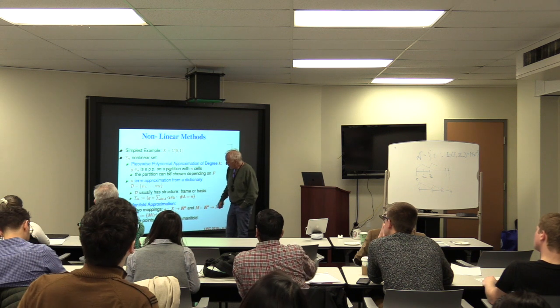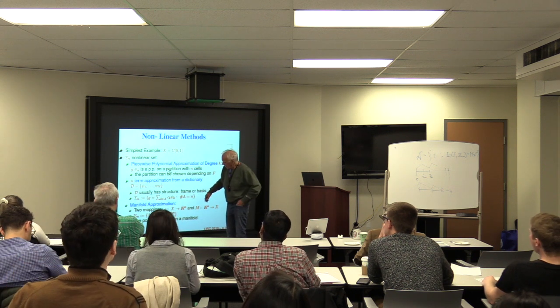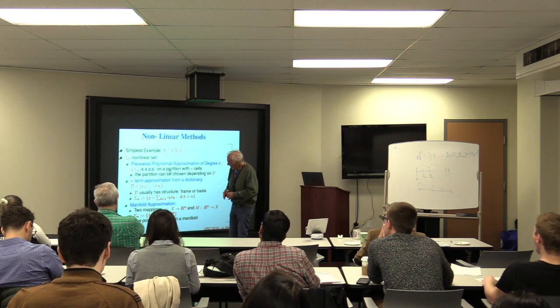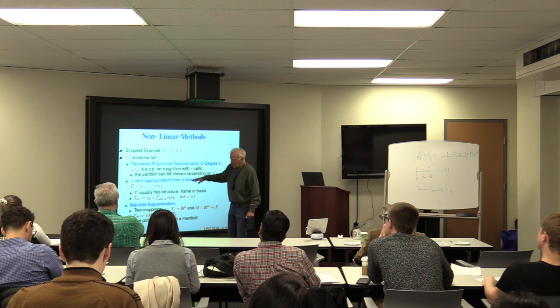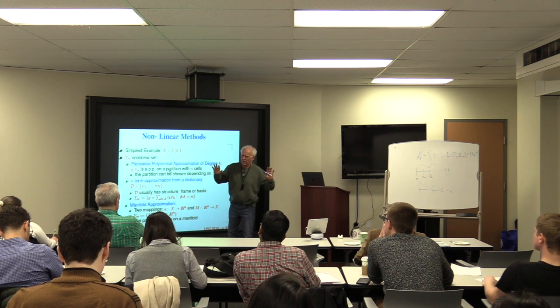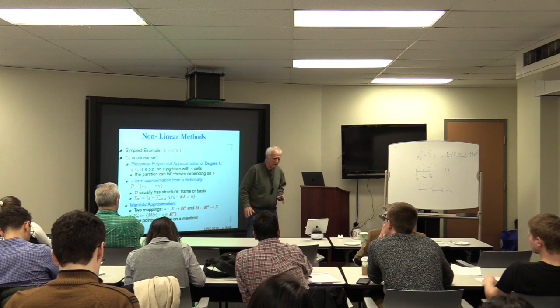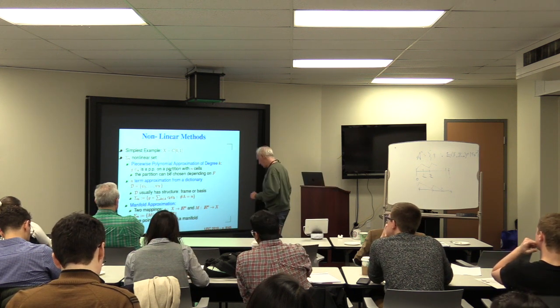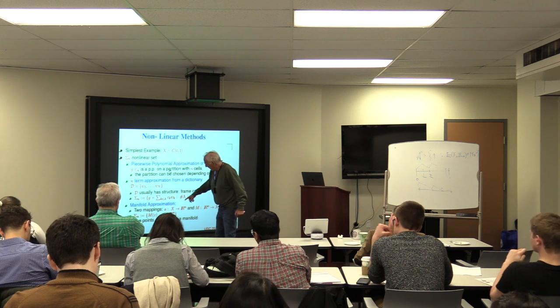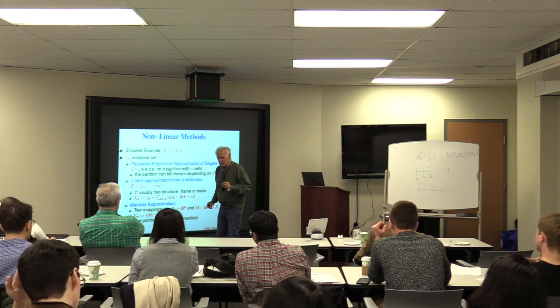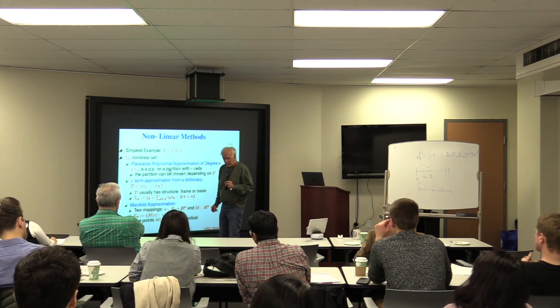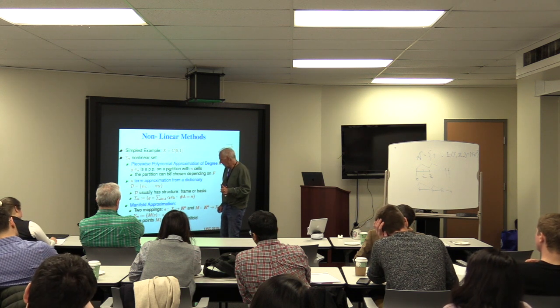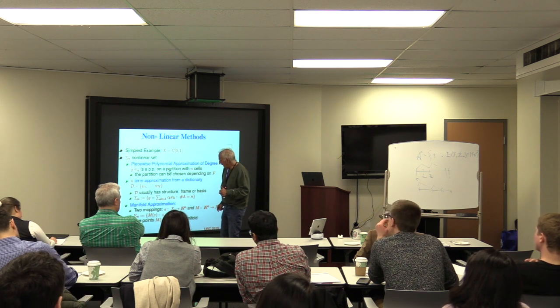Now, I want to organize this a little bit. I say all these methods you can view in the following way, and this will be important not only for me but for Gita when she talks about her neural networks. You have your target function f, and then you're going to have two mappings.